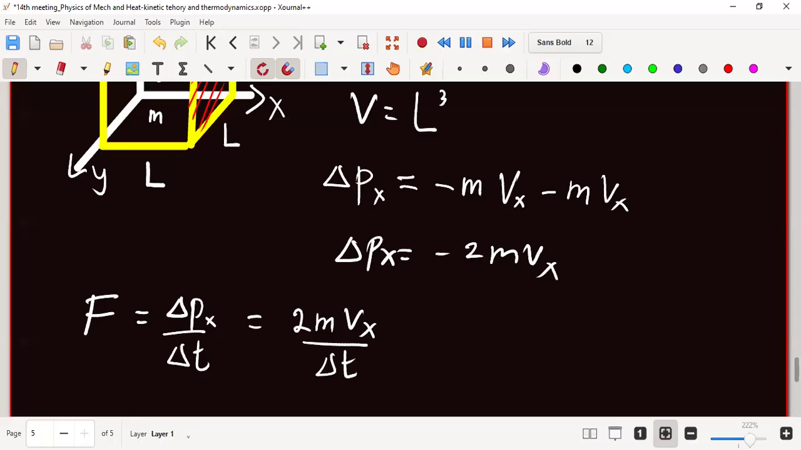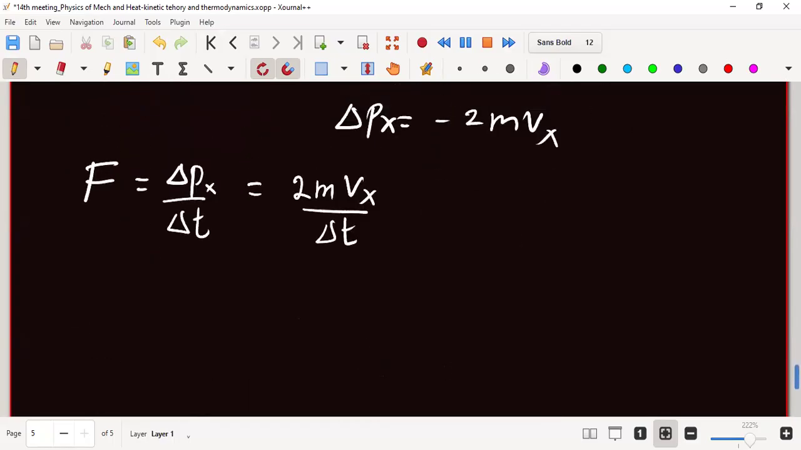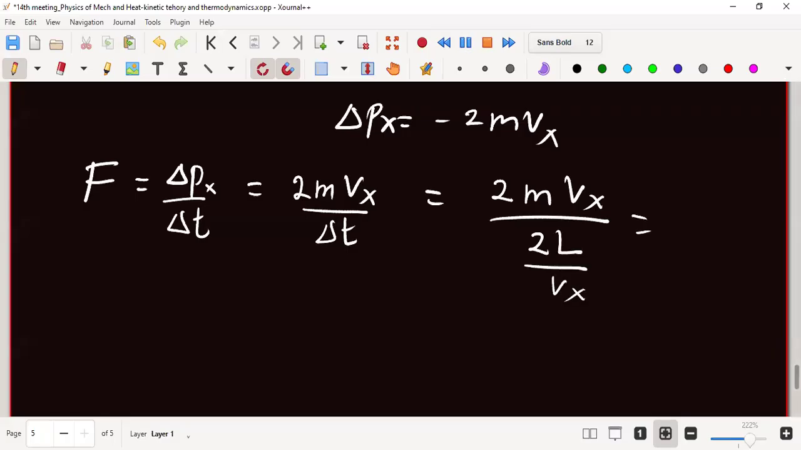Okay, delta t is the time because the molecule travels a distance L and then back in the opposite direction. So we get that delta t is 2L divided by Vx. So here, 2m Vx divided by 2L over Vx, this is the time, and then it is equal to m Vx square divided by L.